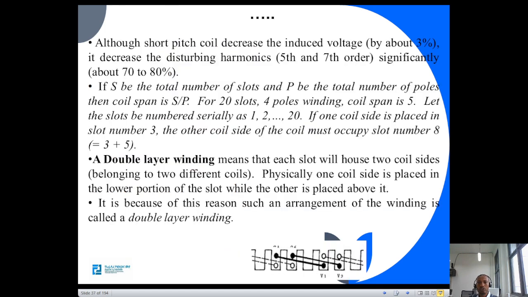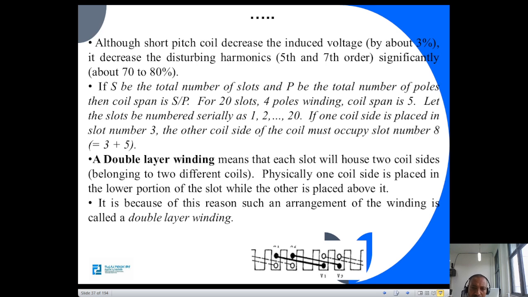Though a short pitch coil decreases the induced voltage, it decreases the disturbing harmonics like the fifth and seventh harmonics significantly, about 70 to 80% the literature indicates. It means, where are we going to use this short pitch? What is the advantage and disadvantage? It is telling you that. Therefore, short pitch decreases the induced voltage, but it reduces the harmonics, the dangerous harmonics for our machine. That is the advantage of it.